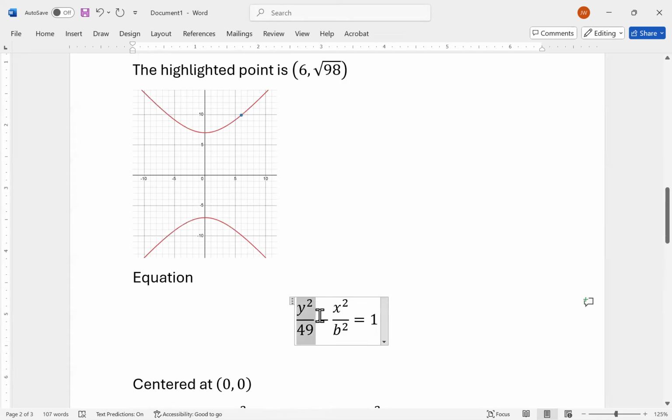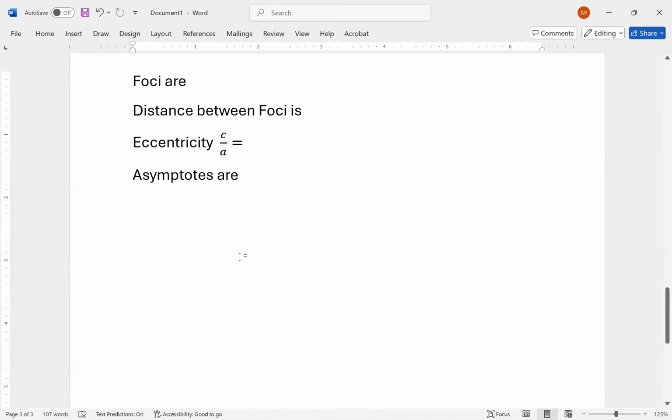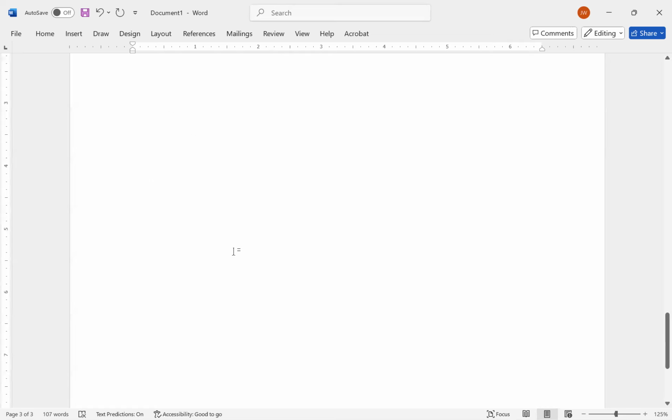The highlighted point is the point 6, square root of 98. So what I'm going to do, off to the side or on some scratch paper, is plug in 6 for x and the square root of 98 for y. I know that's going to give me a true statement because that point is on the graph. So that has to give me a true statement when I plug it into my equation.